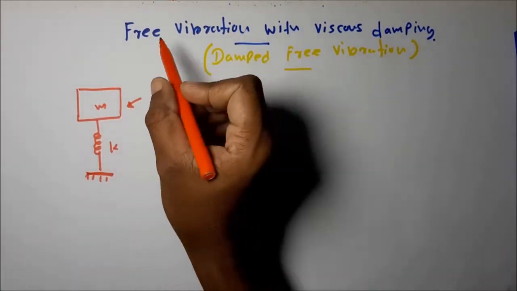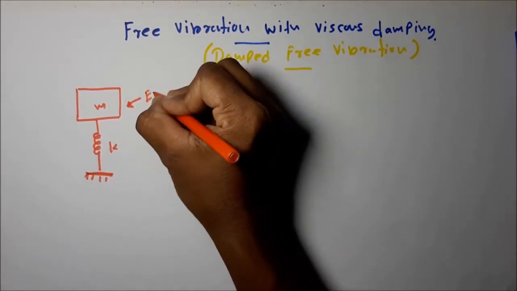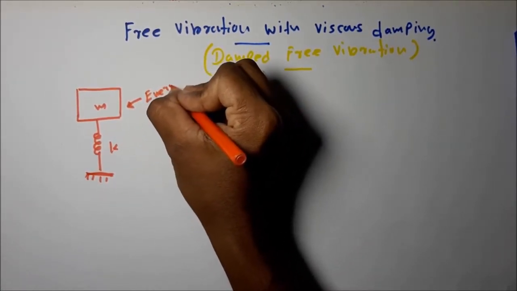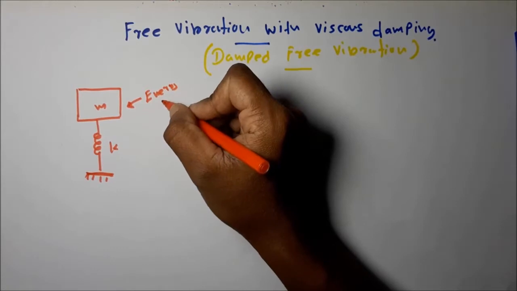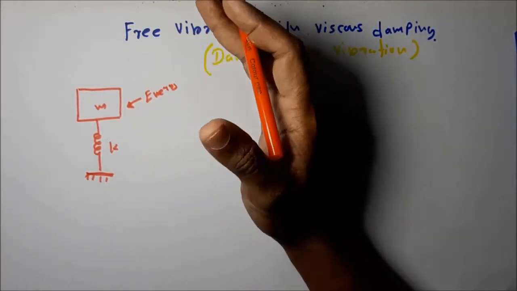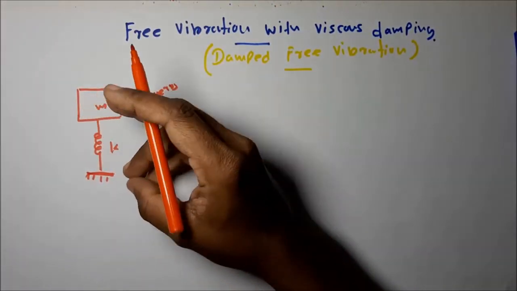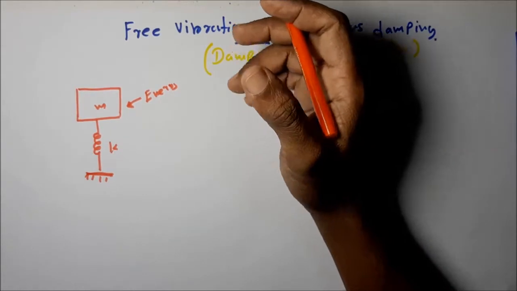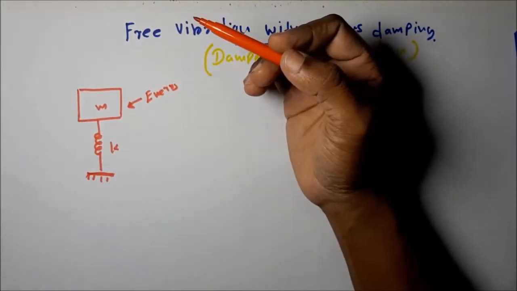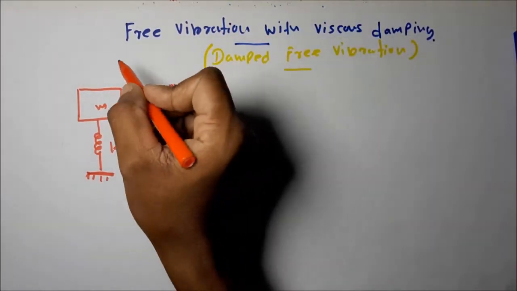So free vibration means after giving the initial energy transfer activity, that means the initial disturbance to the system, there's no further energy transferring activity. There's no energy given to the system further, or energy taken out from the system. The system vibrates freely without any energy transferring activity, called free vibration.